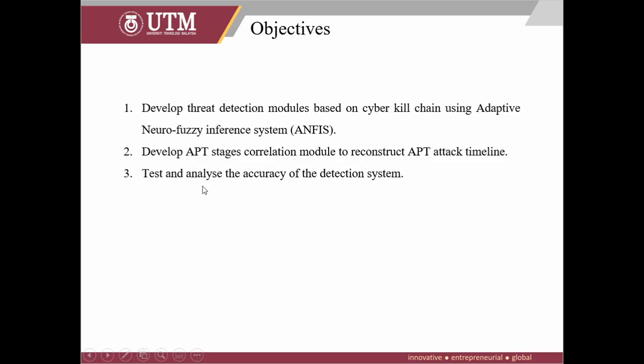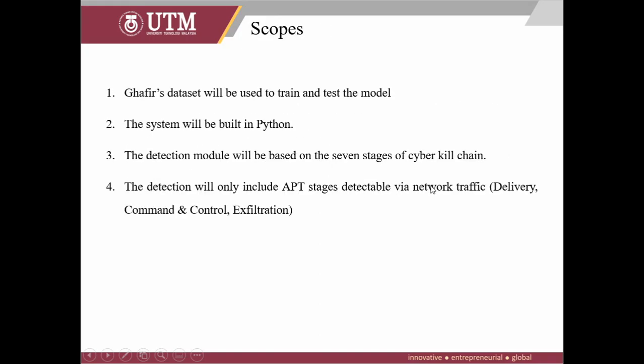Now the three objectives for this research study. First, to develop a threat detection module based on the cyber kill chain, as I've mentioned earlier, using ANFIS. Second objective is to develop an APT stages correlation module to reconstruct the APT attack timeline. Thirdly is to test and analyze the accuracy of the detection system.